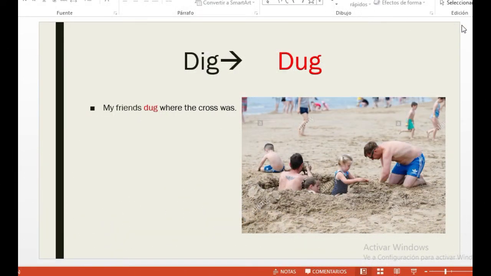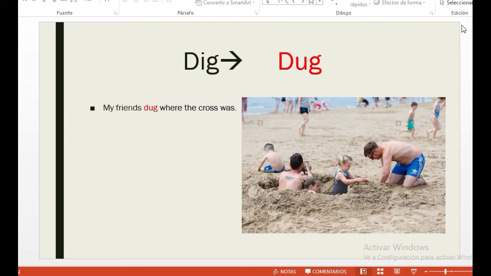So dig is something that you like to do when you are at the beach, okay? It's something that you like to do, that you like to play with the sand, and you like to dig with your shovel, right? You like to use your shovel, your small shovel or a big one, and dig. But in past, it is dug, okay? Dug. So my friends dug where the cross was. So maybe they found the treasure and they dug with the shovel. They dug where the cross was.